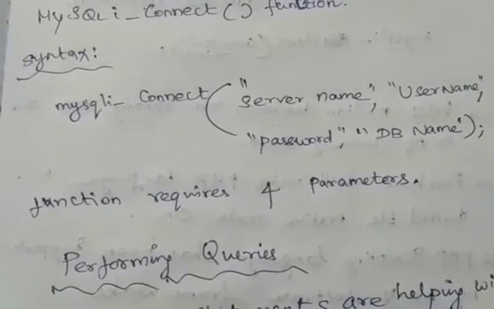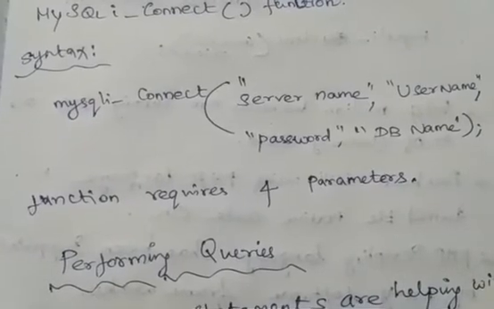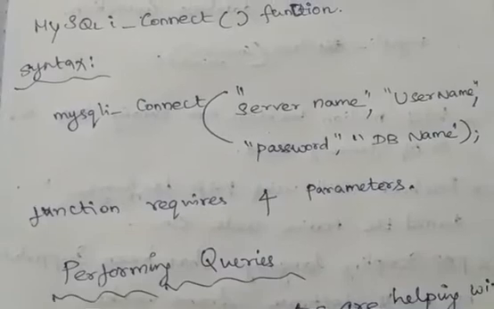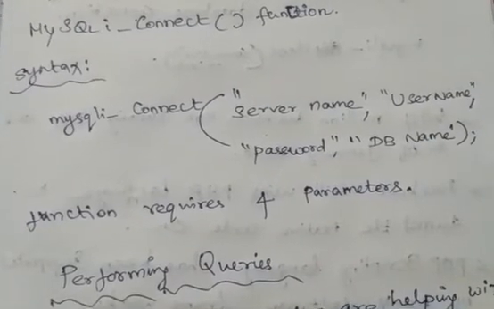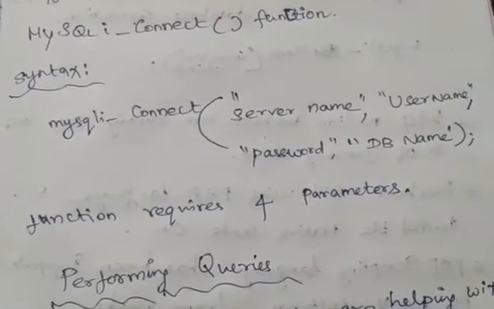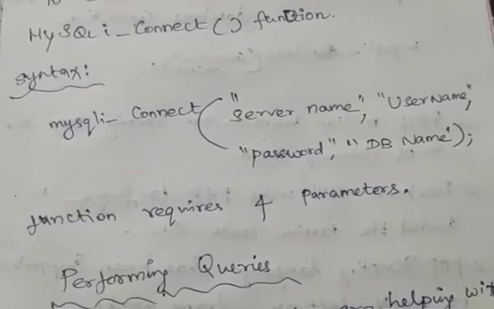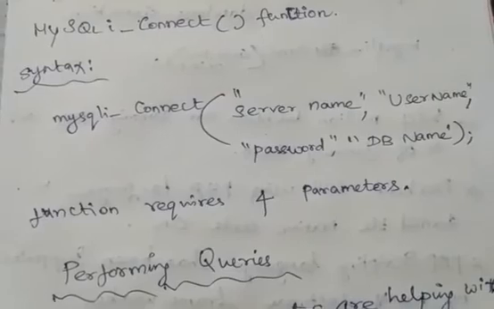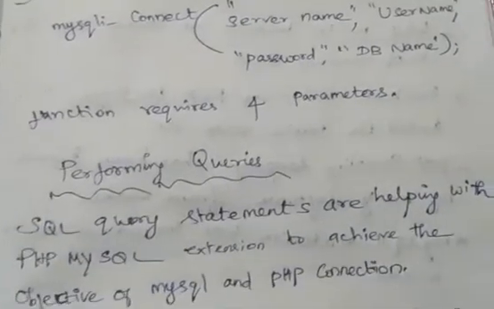After getting connected, what we are going to do? We are going to fetch the details from the specified table. So if you want to fetch the students who got centum in maths, now what we have to do? We have to write a query. So how to make a query? The next topic we are going to see is performing queries.